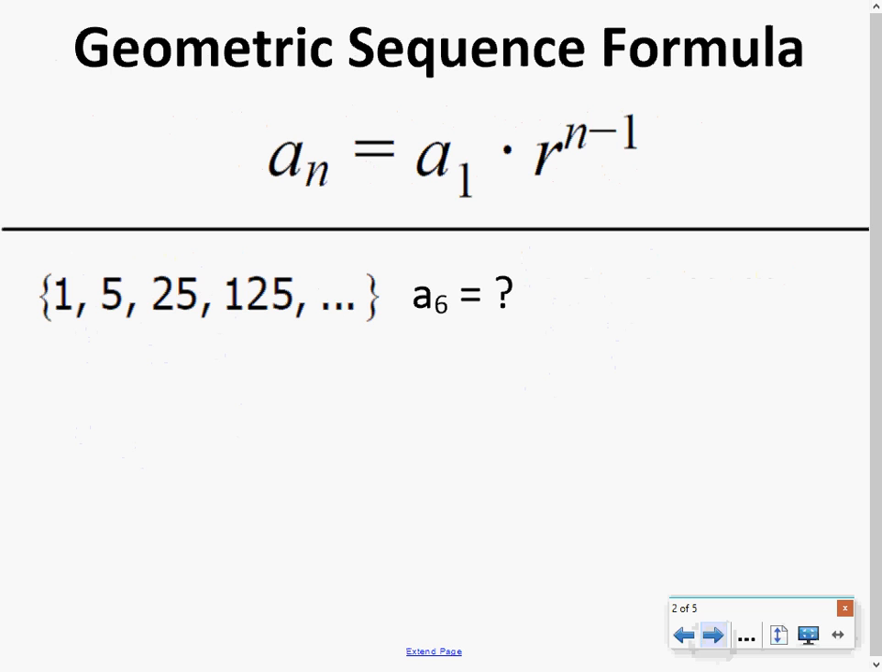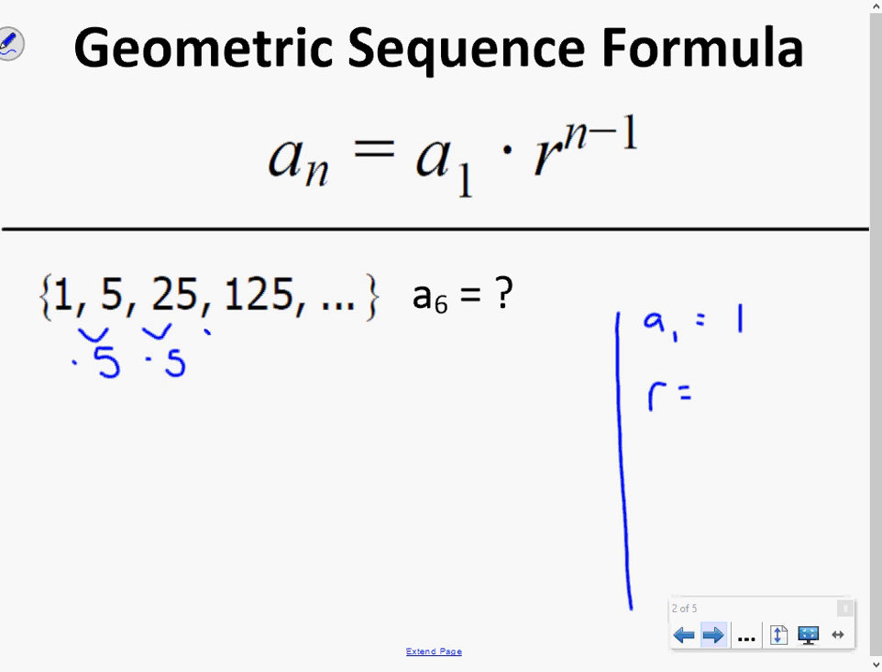Now, just like with arithmetic sequences, once you identify a sequence as being geometric, we have a specific formula that we can use to find any term within that sequence. So let's look at the sequence that we have down below here, and we want to find the sixth term. Well, if I want to create a formula to find it, if we look at our formula above, we need to know the first term in the sequence, which we can see is 1 here. We need to know that constant ratio, which you can see is going to be 5. We're multiplying by 5 each time here.